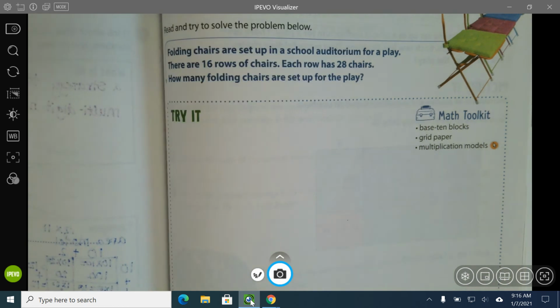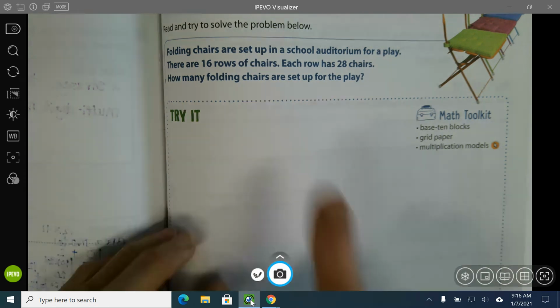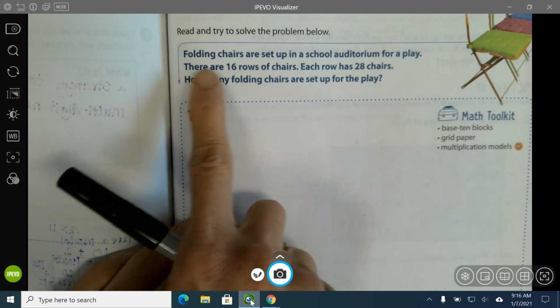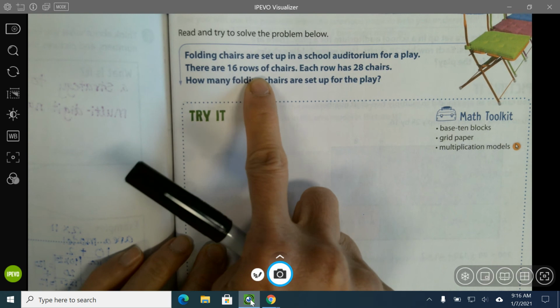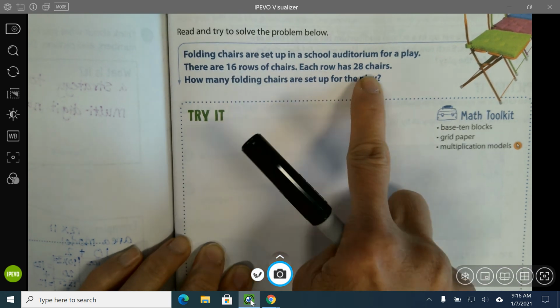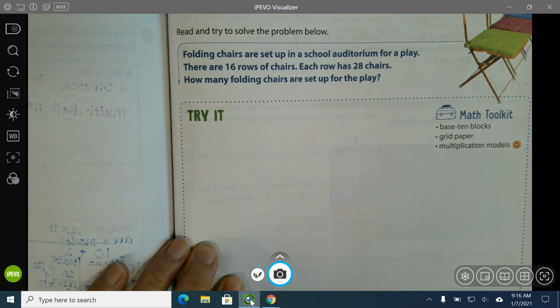Boys and girls, today I am on page 257. I am going to demonstrate using the area model to find the product of 16 and 28. Folding chairs are set up in a school auditorium for a play. There are 16 rows of chairs, and each row has 28 chairs. How many folding chairs are set up for the play?